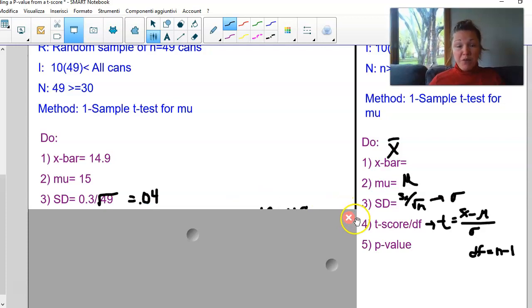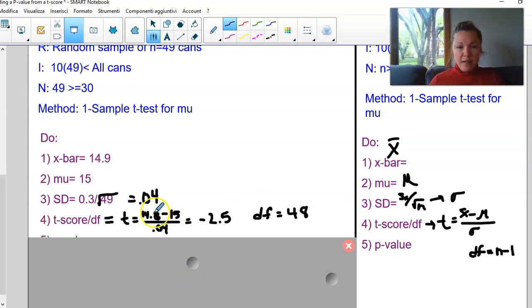Step 4, I'm going to find that t-score. And again, why I like this, you guys, is and that looks like it's an 8. It should be a 9. You guys forgive me. So it's 14.9, step 1, minus step 2, 15. Hit enter in your calculator. Divide by step 3 to get negative 2.5 with a degrees of freedom of 48.